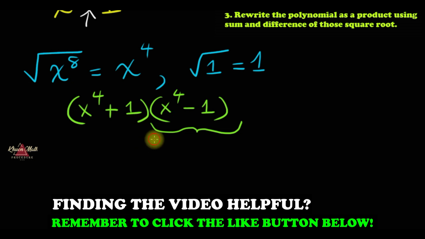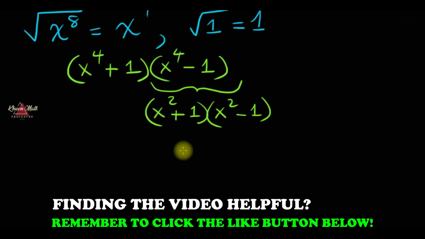Okay, so what's the square root of x to the 4th? Well, the square root of x to the 4th is x squared. So we need an x squared and an x squared. And then we need a sum and a difference. What's the square root of 1? The square root of 1 is 1. And then looking at these two factors, well, x squared plus 1 is not a difference of two squares. It's a sum, okay? We cannot do anything with that. But if you look at x squared minus 1, that is also a difference of two squares because the square root of x squared is x and the square root of 1 is also a perfect square.